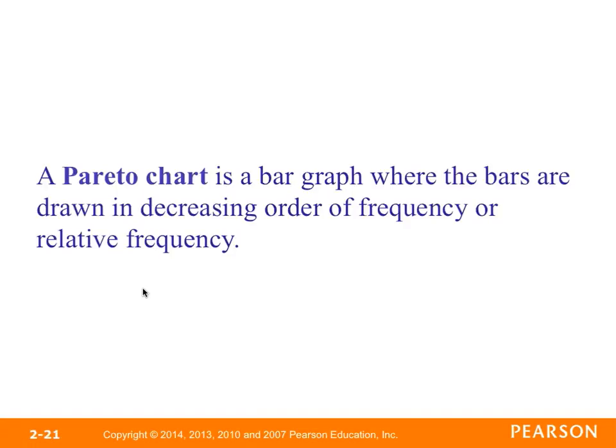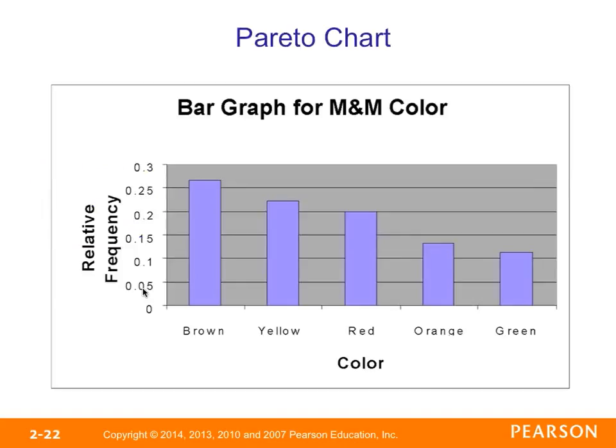Now, a Pareto chart is just a bar graph where the bars are drawn in descending order of frequency or relative frequency. So really all you have to do is take your bar graph and rearrange it. So if you notice, I think the only ones that were even out of order were these orange and green. I think they were flip-flopped. So here we have relative frequency along our y-axis, color along our x-axis. We have our highest frequency first, and we have our lowest frequency last, and it's nice descending, okay?